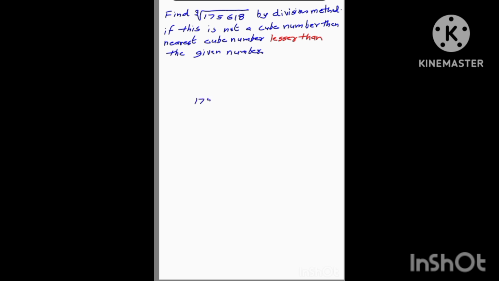We write this 175618 and then form groups of 3 from right to left. 618 is one group and 175 is another group. Then draw these two lines, and we consider only 175 in the beginning, the first group, and then find two numbers whose cubes lie before this, that is lesser than this, and greater than this. So 5 cube is 125 and 6 cube is 216. So we get the condition 5 cube lesser than 175 lesser than 6 cube.